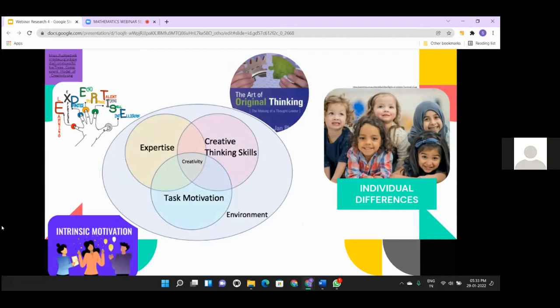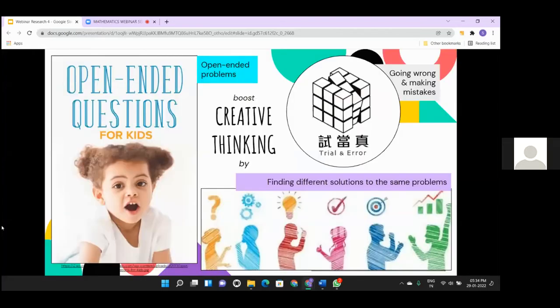However, creativity in the classroom does not come easily to every teacher or every student. The traditional resources are certainly ready to copy and easy to grade. With a teacher's expertise and creativity, students can develop original thinking by ill-posed questions, open-ended problems, going wrong and making mistakes, and finding different solutions to the same problems, thus developing an intrinsic motivation for creativity in mathematics.